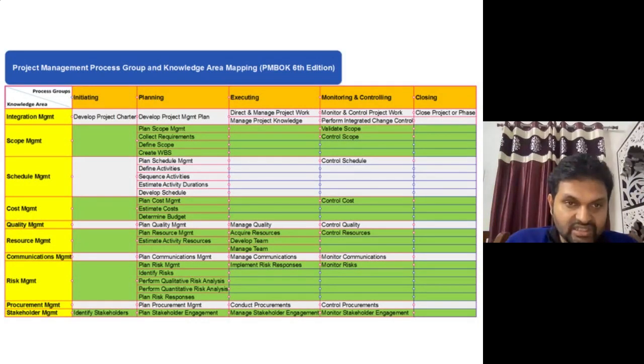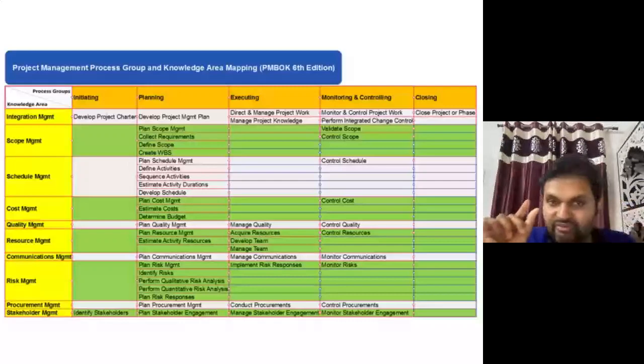So what are the things we have written at the initiation stage, when my project is started? What is the stage I need to do? Identify the stakeholders. Next, in the planning phase, what do I need to do? Plan the stakeholder engagement. How are you going to engage your stakeholders? In the execution phase, manage stakeholder engagement. Now you need to manage them. And in the monitoring and controlling phase, monitor the stakeholder engagement.